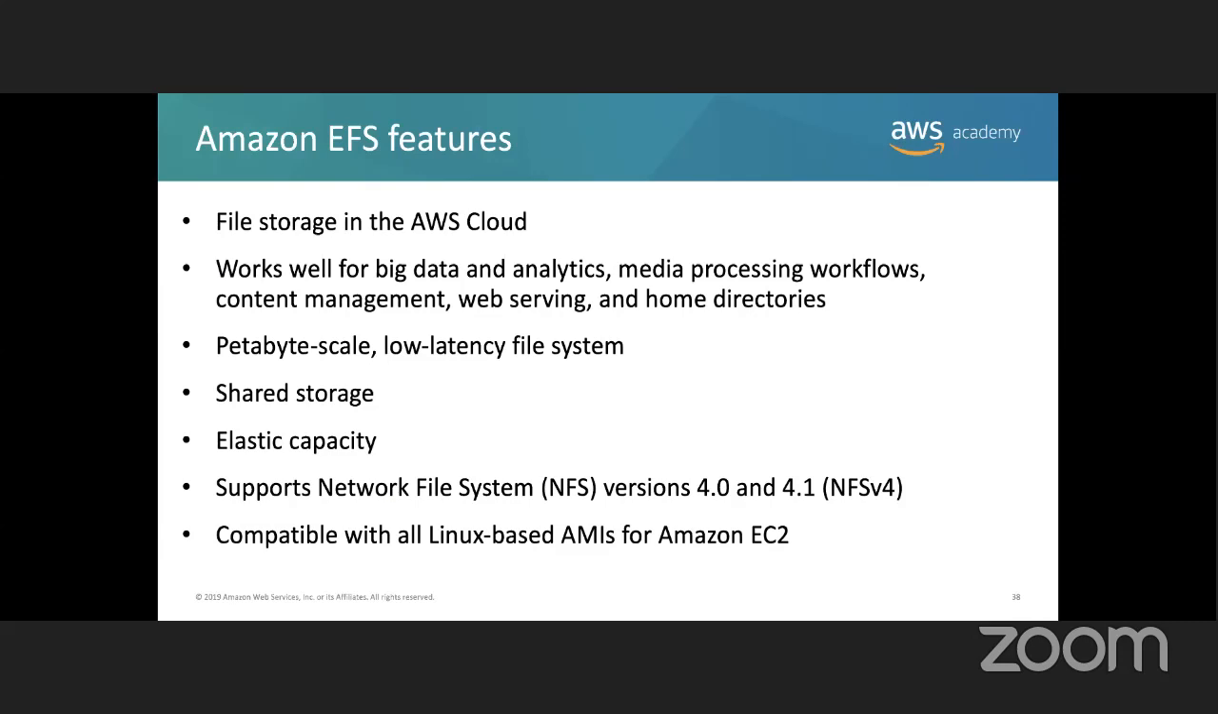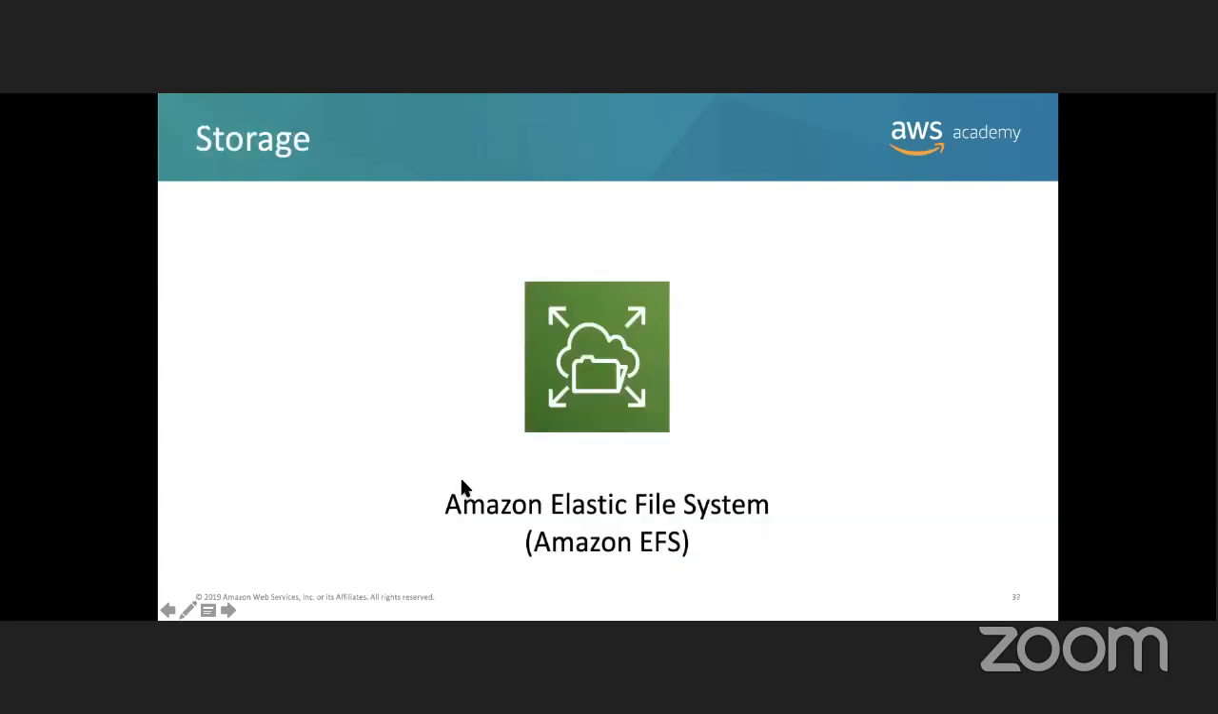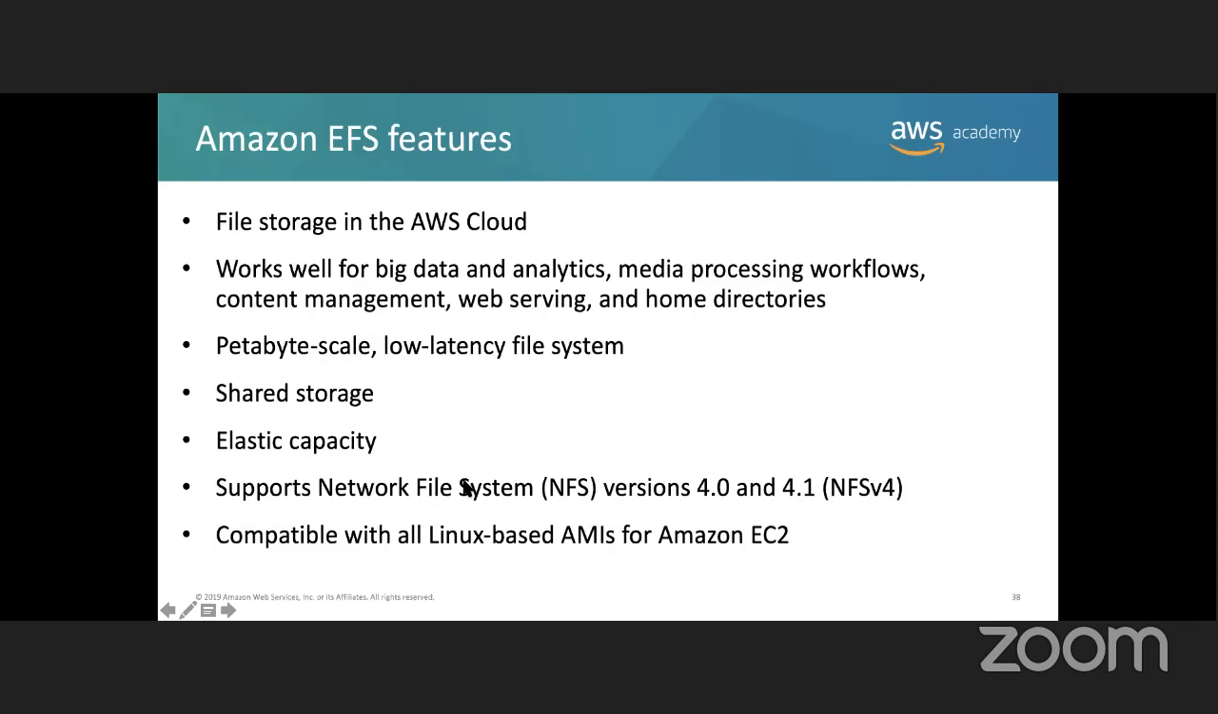Remember that with EBS, it's one EC2 instance per EBS. Each EBS can only be attached to one EC2 instance. But in the case of this file system, you can mount it on a network interface and have that in every availability zone and then connect those EC2 instances to the file system. It has elastic capacity. It supports Network File System, NFS, versions 4.0 and 4.1, and it's compatible with all the Linux-based AMIs for Amazon EC2 instances.